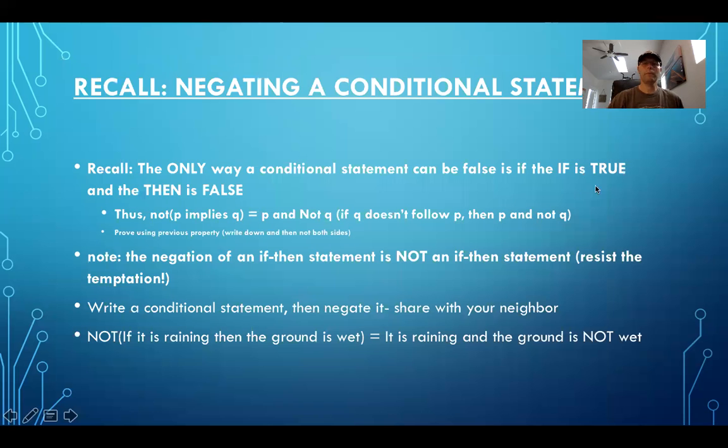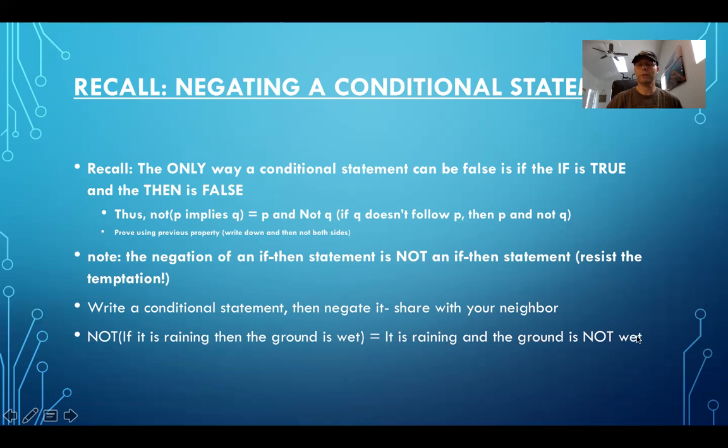The other thing to remember is that if you're negating a conditional statement, the negative of an if-then is actually an and statement. So if I say, if it is raining, then the ground is wet, and I negate that, that means the then is not following the if. So it means the if is true, it is raining, and the then is not true. It is raining and the ground is not wet.